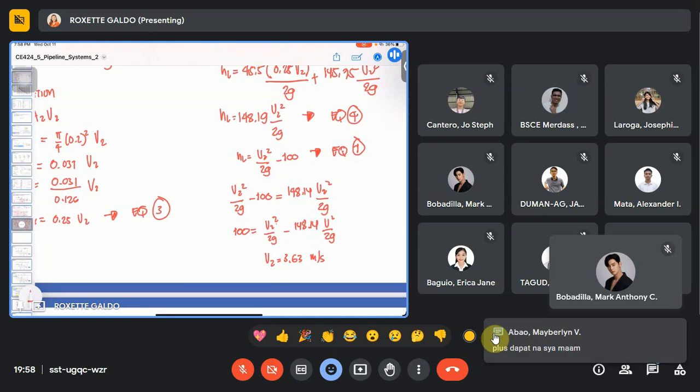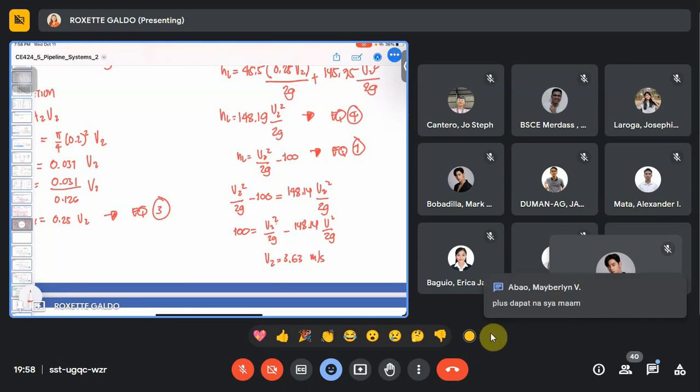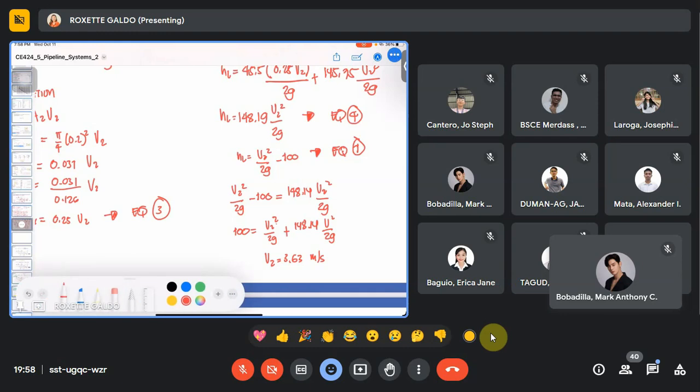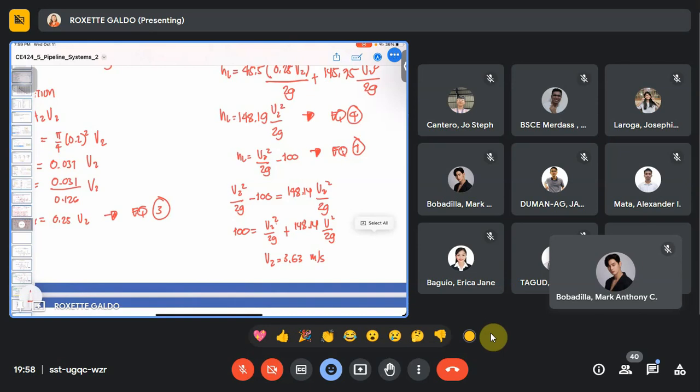Did anybody get the same answer, 248? Plus the, yeah, plus siya. Okay, it's not minus. So, what is the velocity 2? Are you able to get 3.63 now?